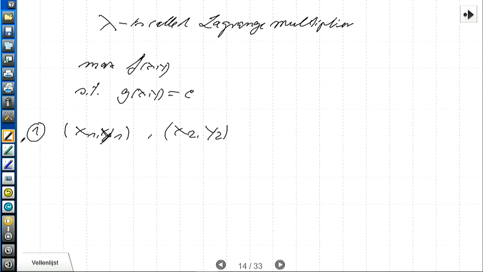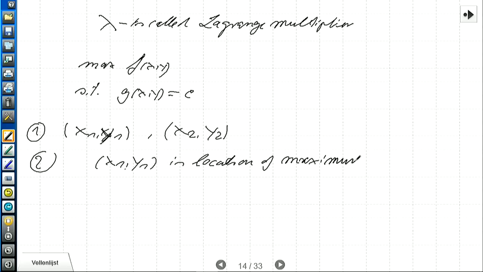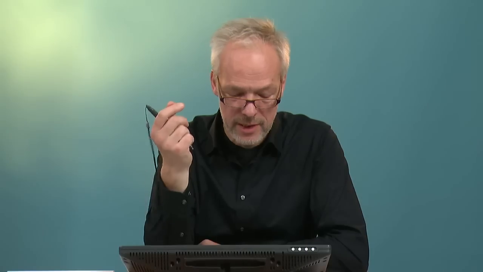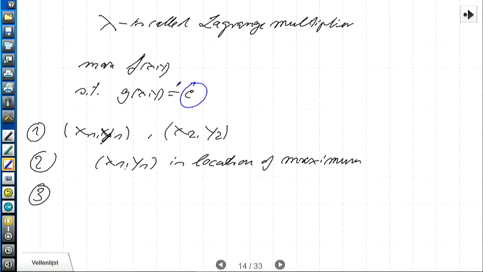And then we put it into the consideration, and out of step 2 rolls out that (x1, y1) is the location of the maximum, because that's what we're looking for. And no lambda here. And then there is a kind of step 3, and this step 3 only comes now. And then we ask for an approximation. Then we typically zoom in on the c here. Step 3 is about the c.